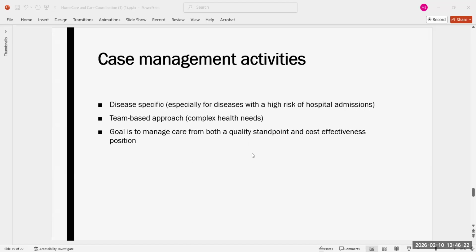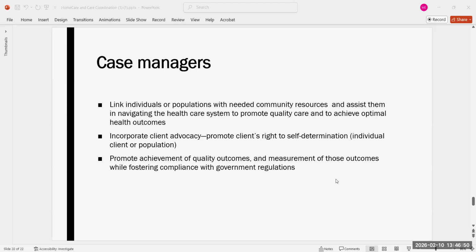Might be activities, could be disease specific, especially for things that have a high risk of hospital readmission. So heart failure is a big one, kidney disease, diabetes, COPD, think about all those big chronic health conditions. Can be team approached, especially if a client has complex health needs and you're going to manage quality with cost-effective interventions.